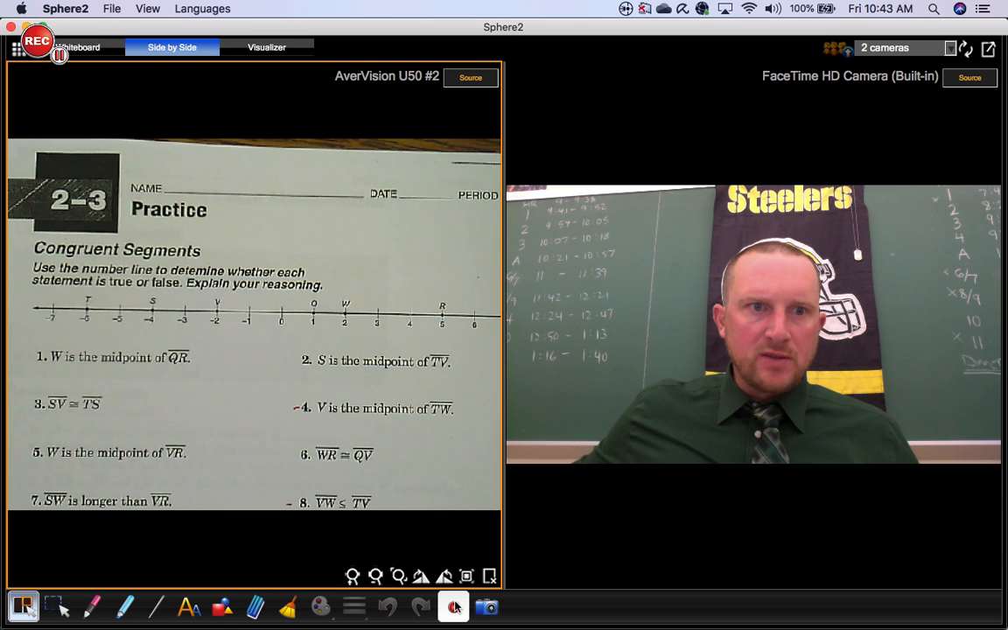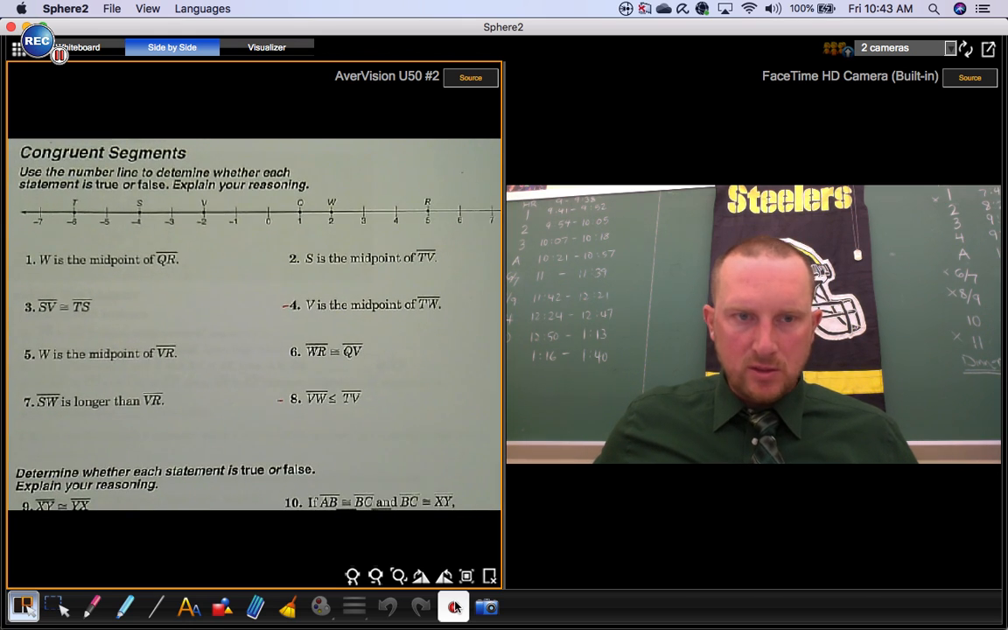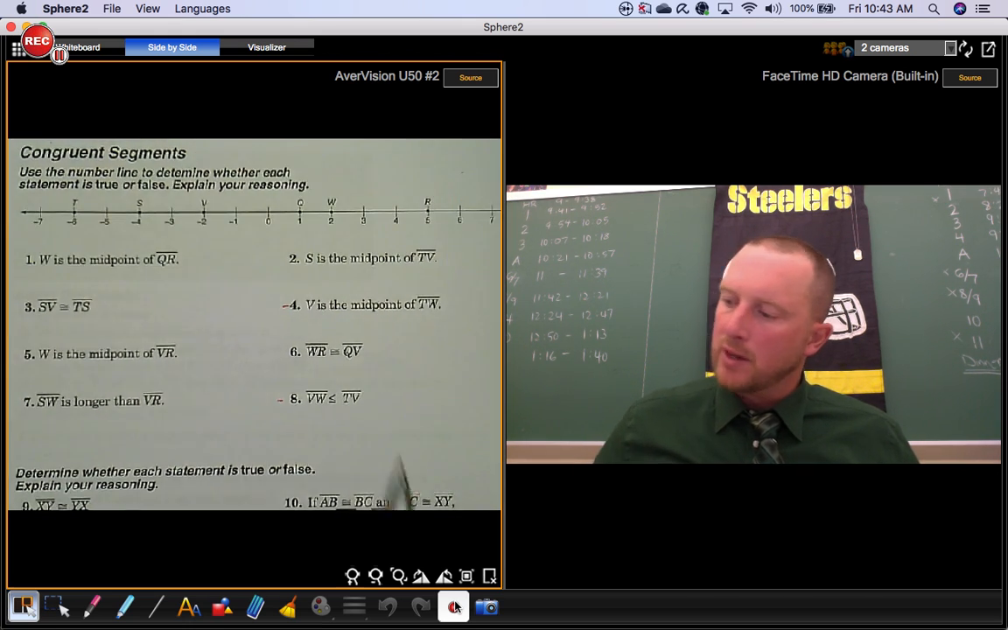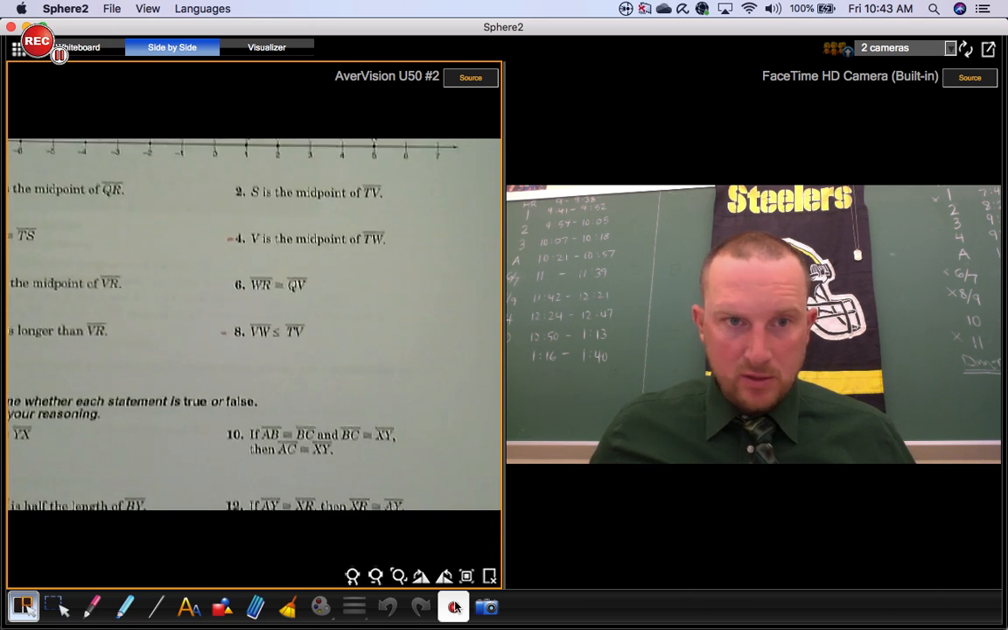This is the practice page for section 2.3 on congruent segments. This top section is a very familiar exercise. They give you a number line, then they give you some statements and they ask you if they are true or false. We'll do a couple of these.